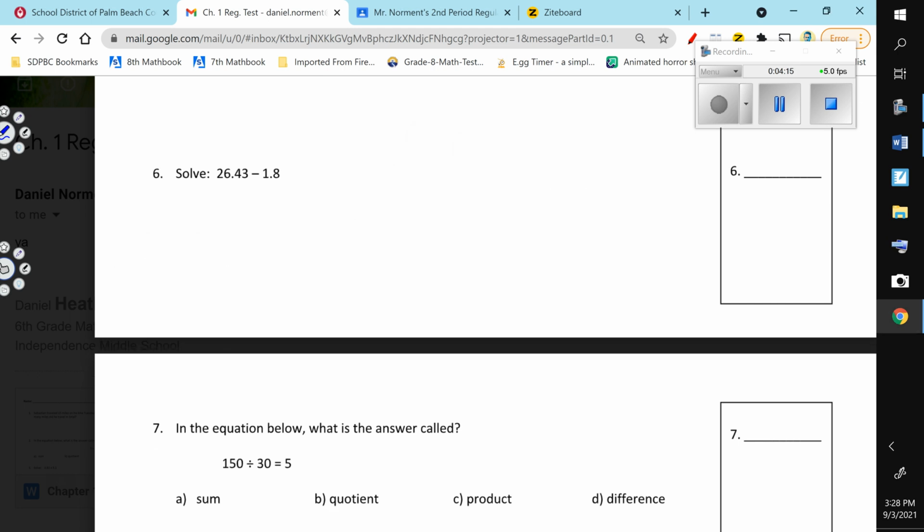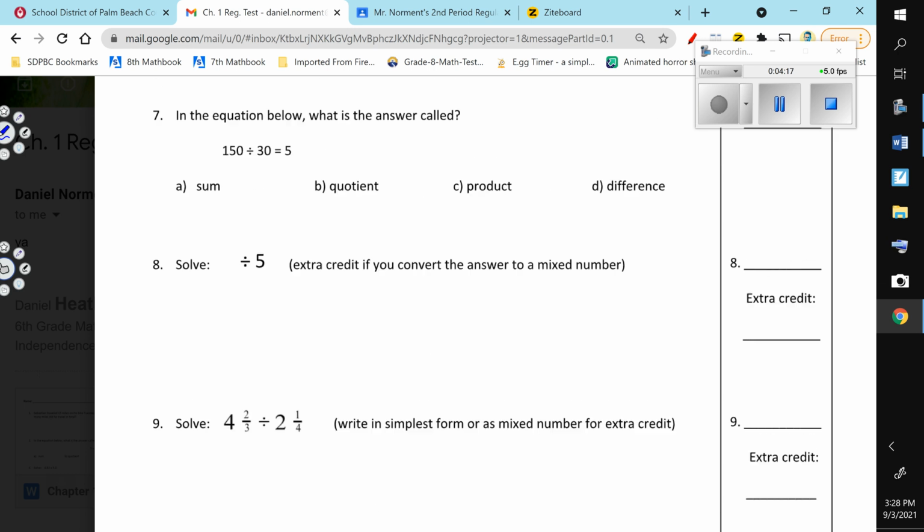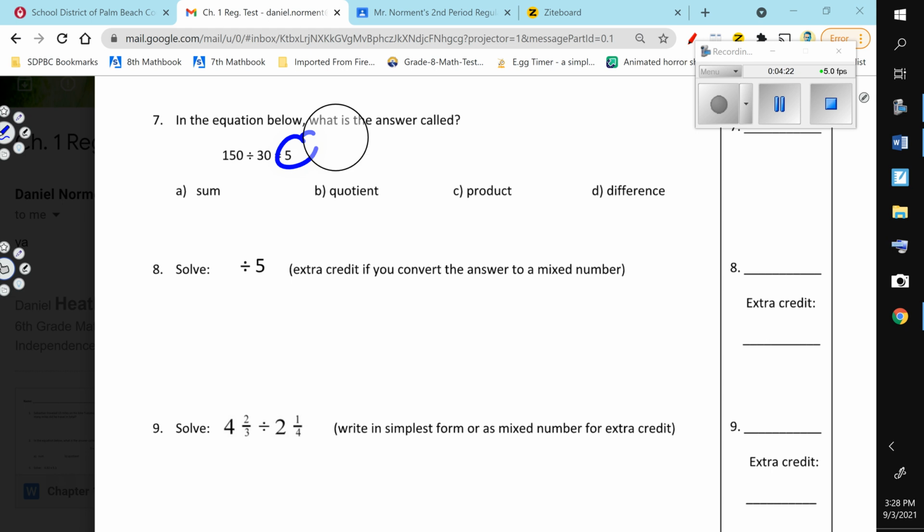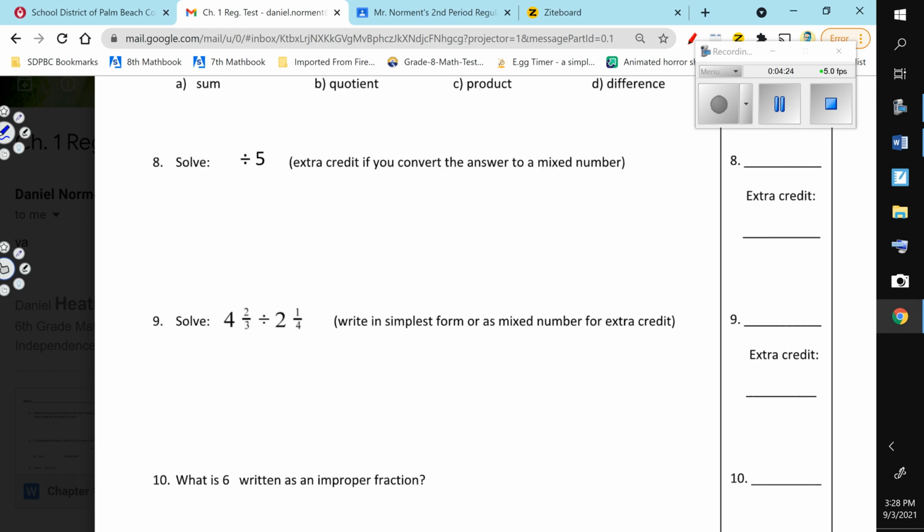On the back, number 7, just check your notes from Thursday, okay? Figure out what the answer of a division problem is called. Number 8, it's going to be 1/4 divided by 5. Well, remember, when you divide, you need to make that a fraction. And then, since you're dividing fractions, you're going to keep, change, and flip. And then multiply across, and you're done.